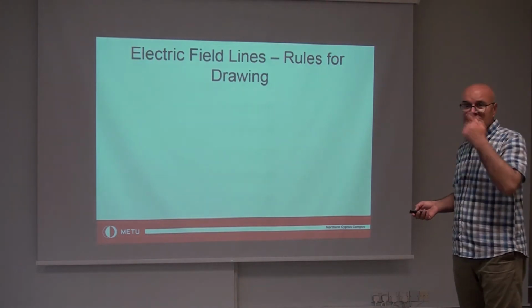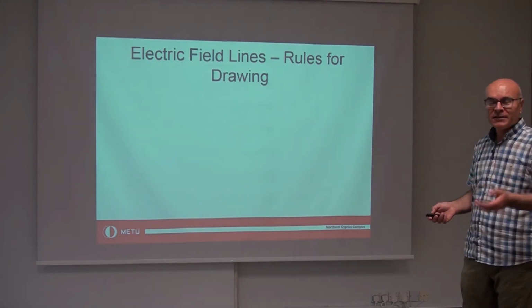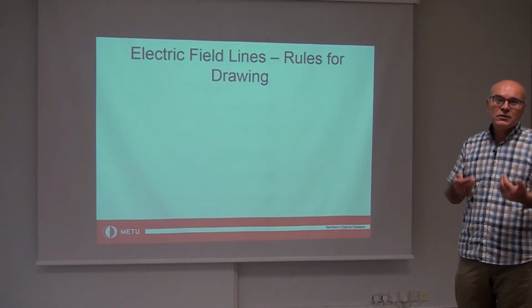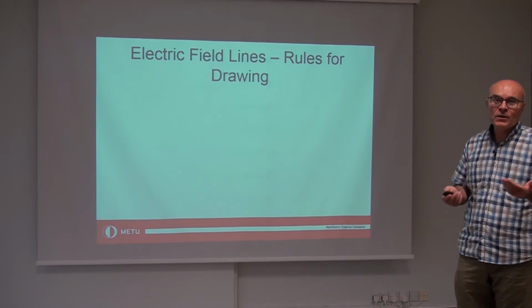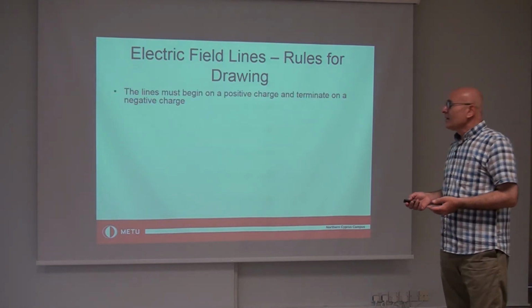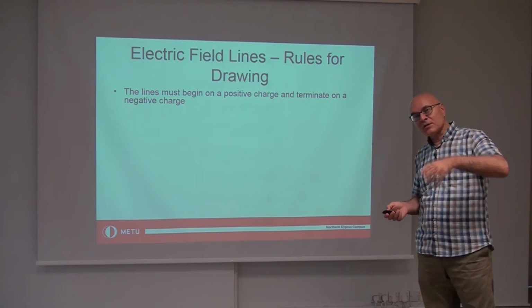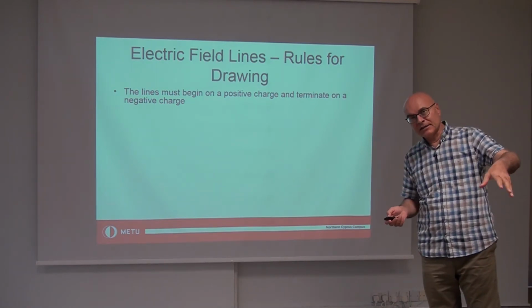Now, let's see the rules of encoding information into the electric field line. That is, the rules for drawing electric field lines. The first rule is that the electric field lines originate at the positive charge and terminate at negative charges.